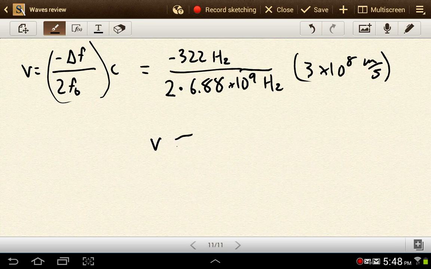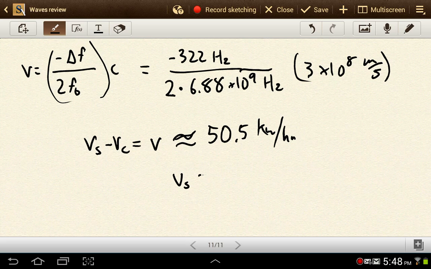The answer is V is around 50.5 kilometers per hour. Now remember, this was the speed of the speeder minus the cop. And the cop is going 100 kilometers an hour. The speeder then is going 50.5 kilometers per hour faster. So VS is about 150.5 kilometers per hour.